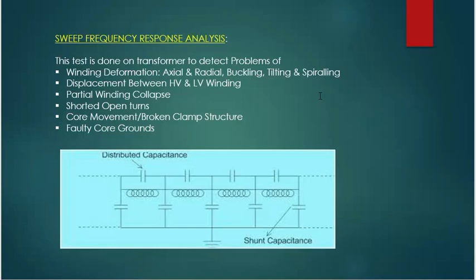This test is done at the transformer factory as well as the customer side to check whether any winding deformation, axial or radial, has formed. Buckling of winding, tilting and spiraling of winding inside the transformer, displacement between high voltage and low voltage winding, partial winding collapse, shorted or open turns, faulty ground of core movement, broken clamp structure, and problematic internal connection can be found out with the help of the sweep frequency response analysis test.